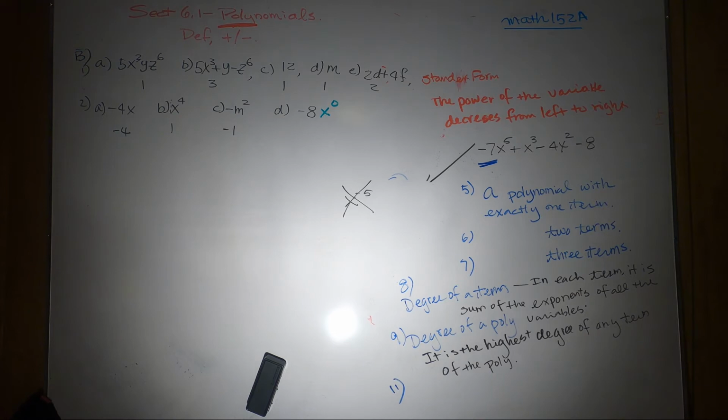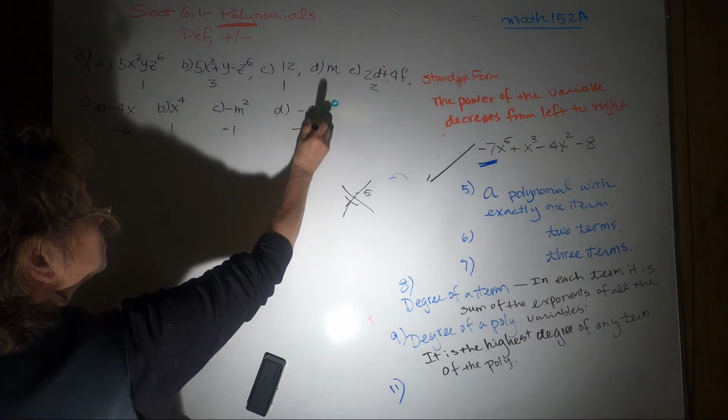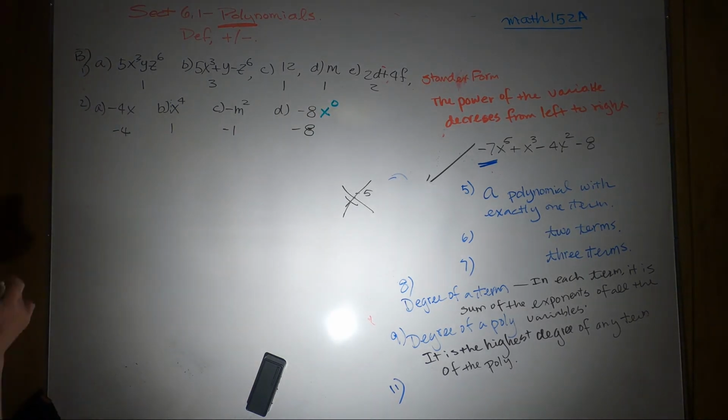Polynomials have to be the power is 0, 1, 2, 3, 4. Okay, up. So this one, your coefficient will be -8.